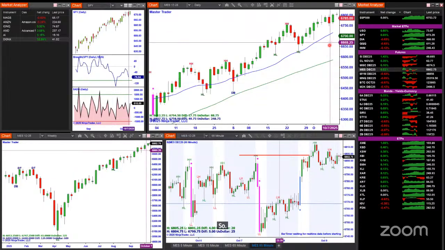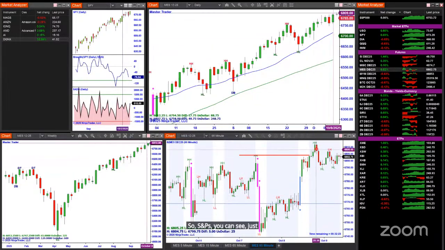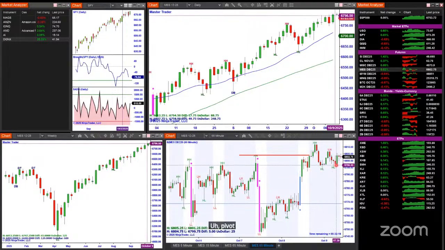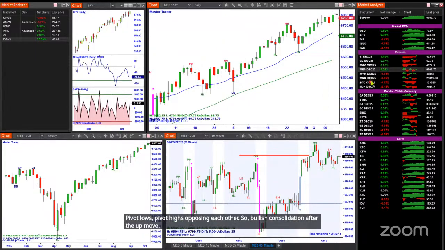So S&Ps, you can see just consolidating, little narrow range days so far. Pivot lows, pivot highs opposing each other. So bullish consolidation after the up move.